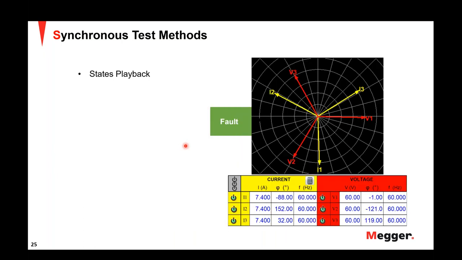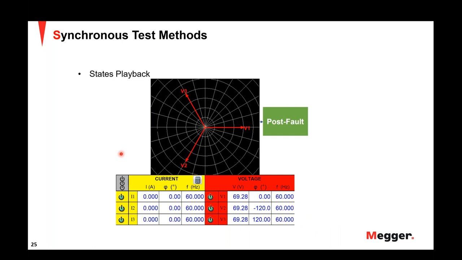fault state. In the fault state, you would inject values to simulate a particular type of fault, say a three-phase internal fault. You would inject those values in the fault state and expect the relays to trip for that particular fault. And in the states playback, you could have more than one state for the fault. If you want to have a ramping kind of operation closer to the fault value, you could have multiple fault states. And the last state would be the post-fault state after the relays have tripped. So this is one of the test methods.